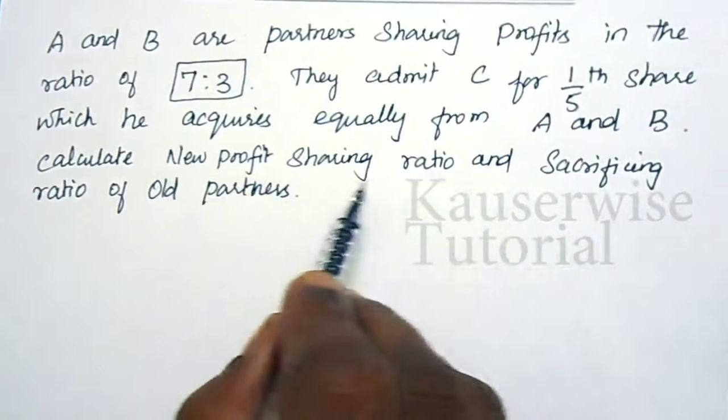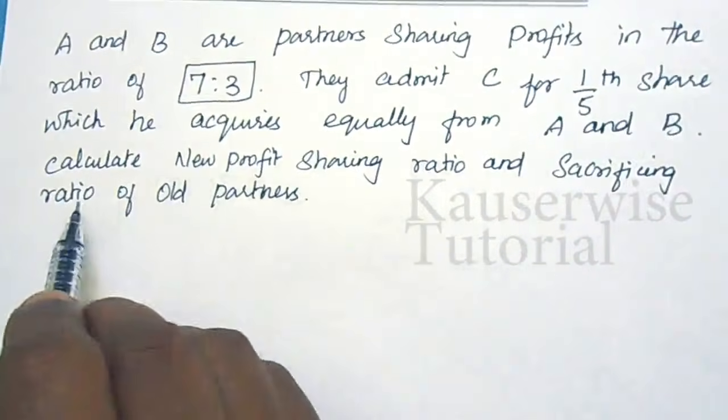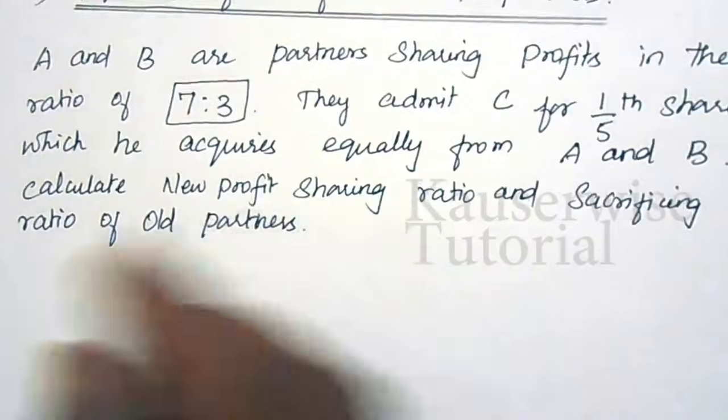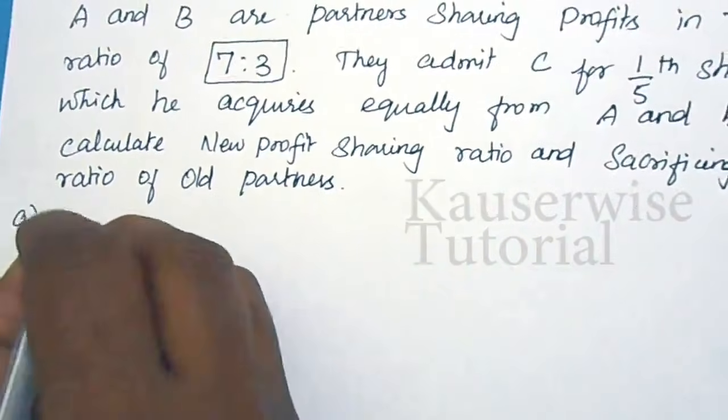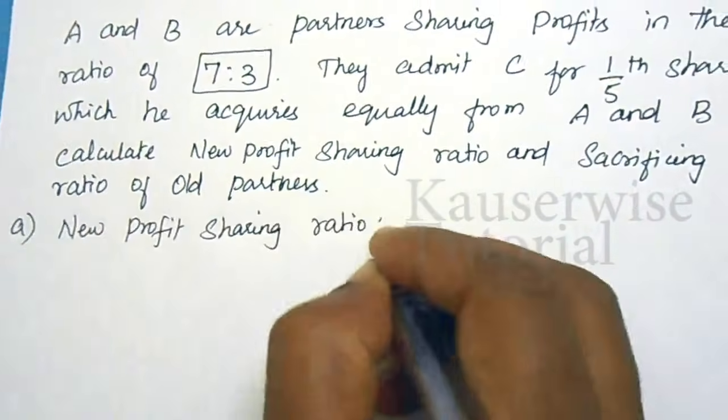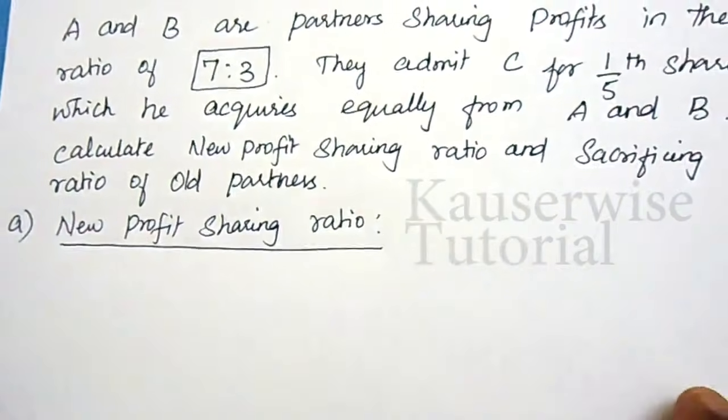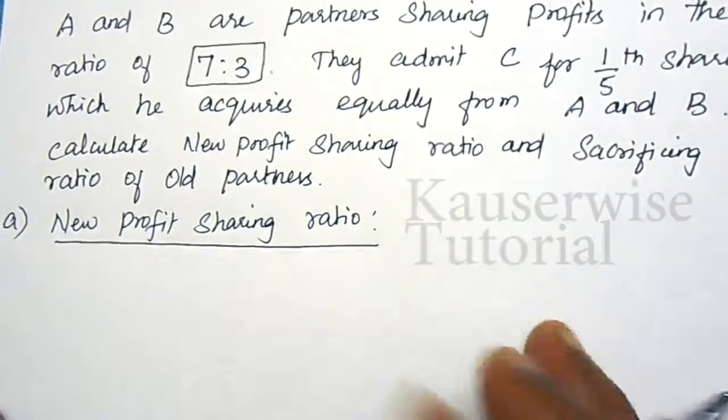Okay, calculate new profit sharing ratio and sacrificing ratio of old partners. First we need to calculate new profit sharing ratio. Okay, so first write the old share.